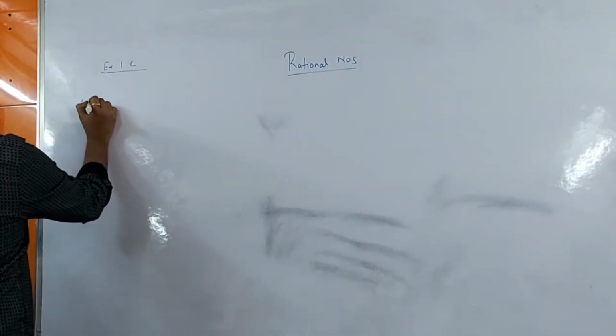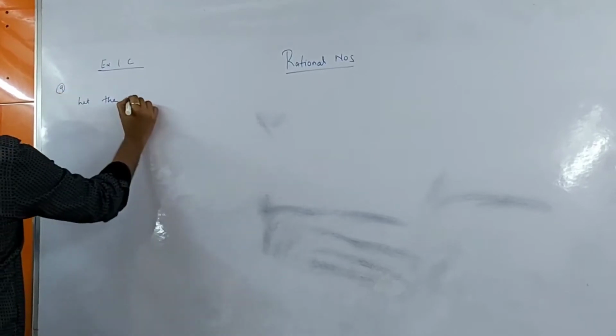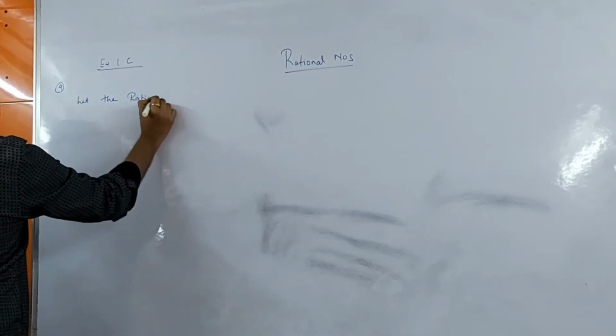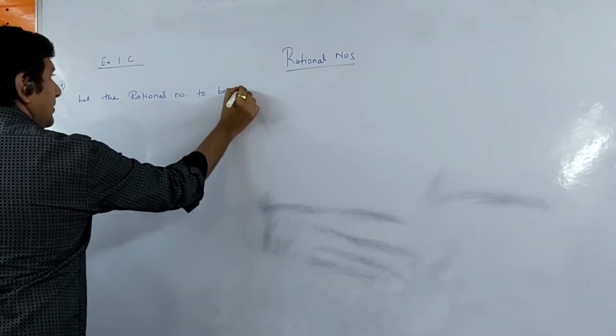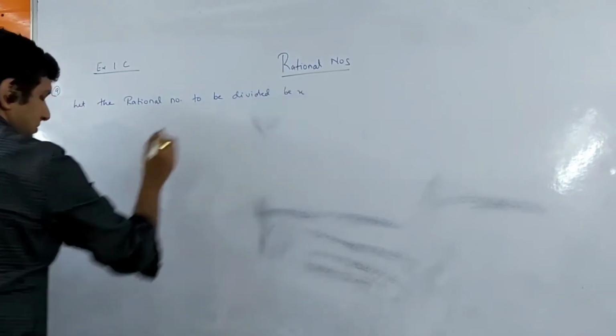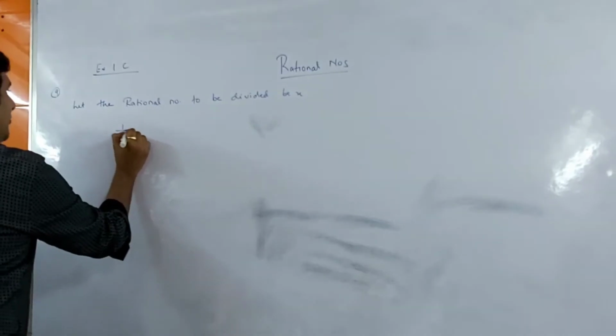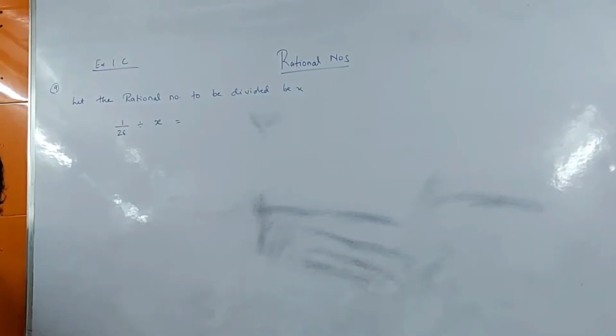By what rational number must 1 upon 26 be divided? So let the rational number to be divided be x. By what number should 1 upon 26 be divided? So I have to divide 1 upon 26 by x to get minus 8 upon 39.